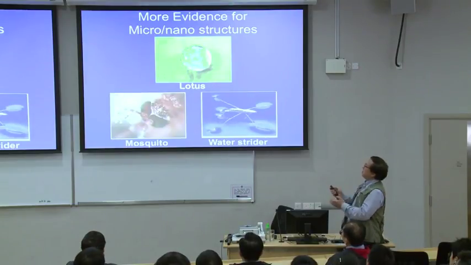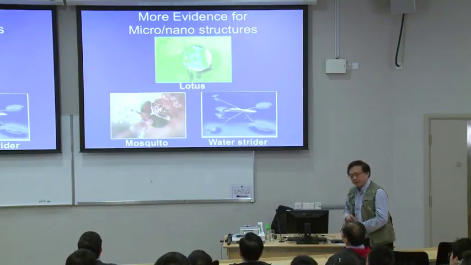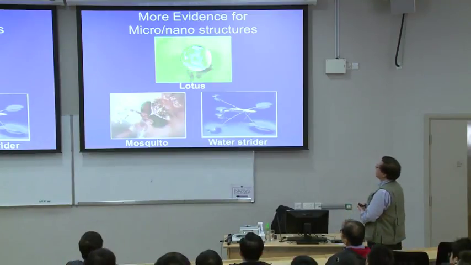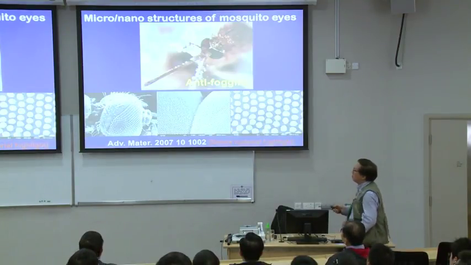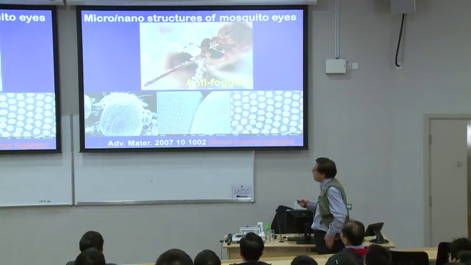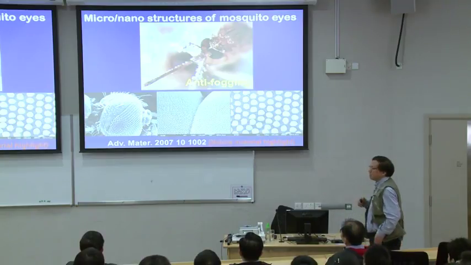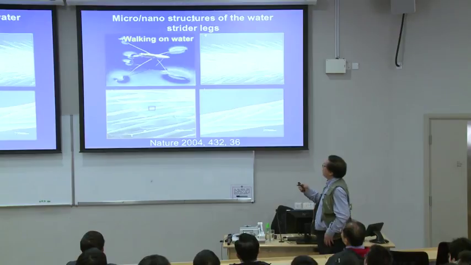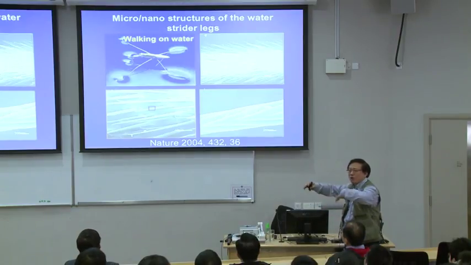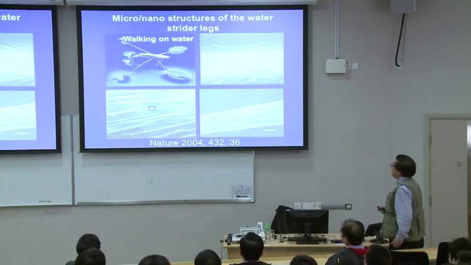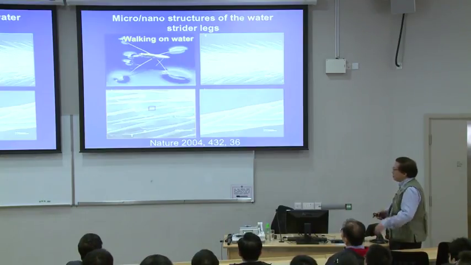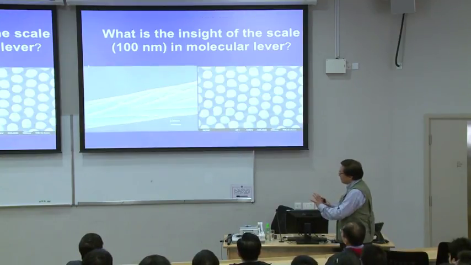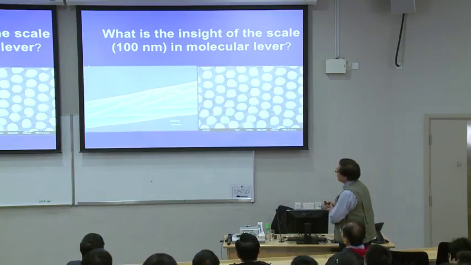And then this micro-nano composite surface structure is observed not only on the lotus leaf, but also on the compound eye of the mosquito, microstructures and nanostructures, with an interdistance of about 100 nanometers. Again, on the leg of a water strider, which can walk on the water surface, microstructures and nanostructures. So a question: why 100 nanometers, an interdistance of 100 nanometers?